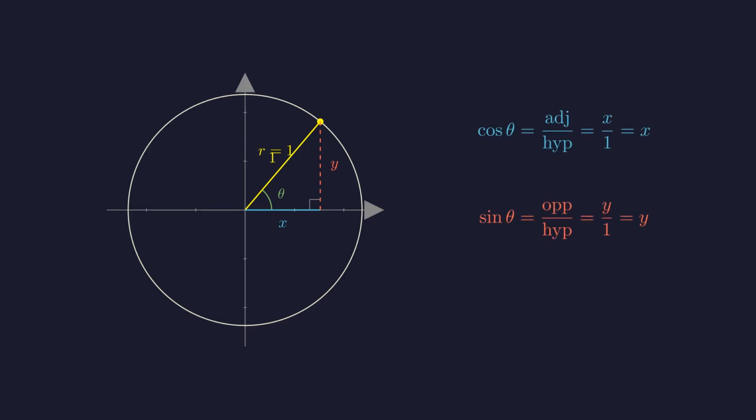Using SOH CAH TOA, cosine theta equals adjacent over hypotenuse. That's x over 1, so cosine is just x. Sin theta equals opposite over hypotenuse, y over 1, sine is just y. The coordinates of any point on this circle are cosine theta, sin theta.